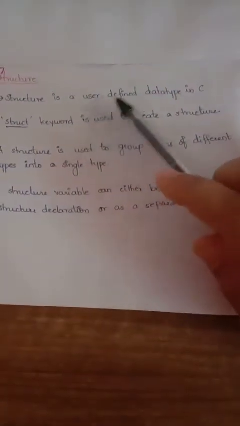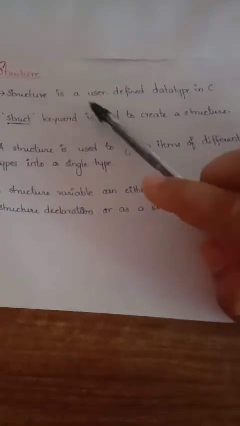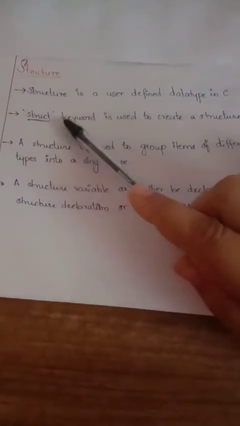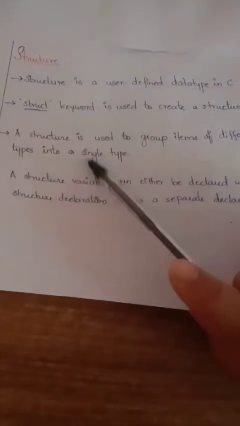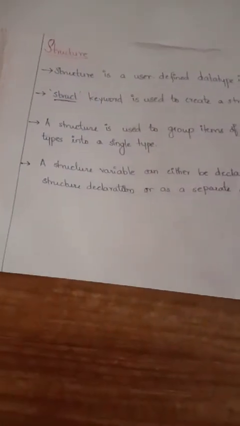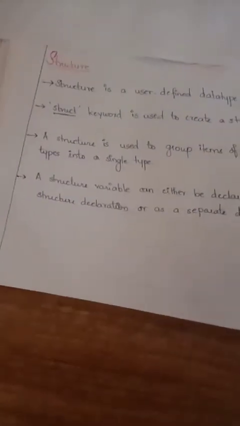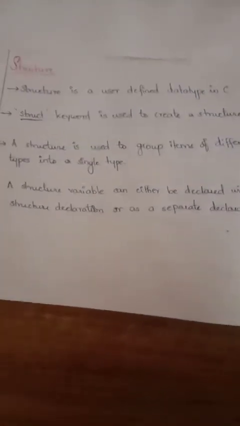A structure is a user defined data type in C. We have various data types in C, and a user defined data type is a structure. In order to represent a structure, the keyword that you use is struct. The struct keyword is used to create a structure, and a structure is used to group items of different types into a single type. Different types of elements can be grouped into a single type, and that type is called a structure.